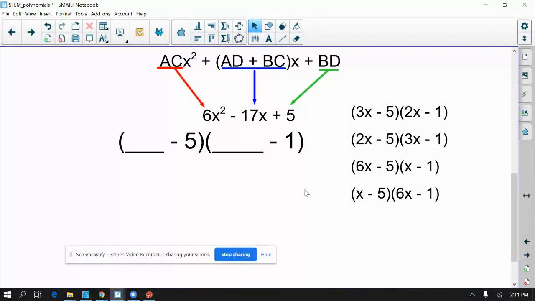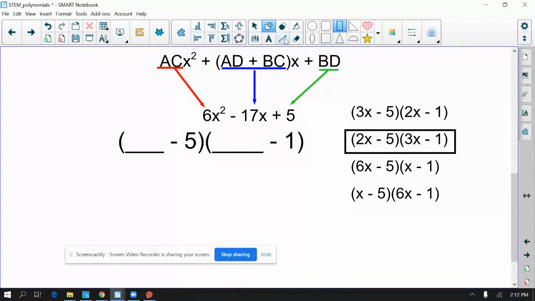Well, doing a quick look here, I see this 5 and a 3. Negative 5 and 3 make negative 15. And then the outer 2 and negative 1 make negative 2. So negative 15 and negative 2 add up to negative 17. So that is the correct solution. That one, 6x squared minus 17x plus 5 factors into that. So the other three are not solutions.